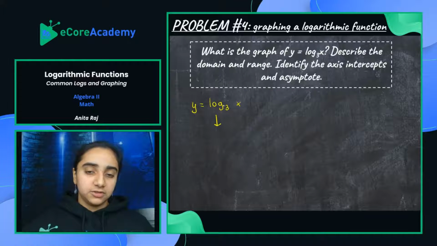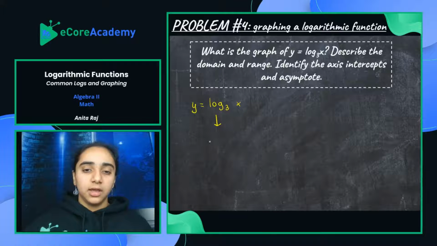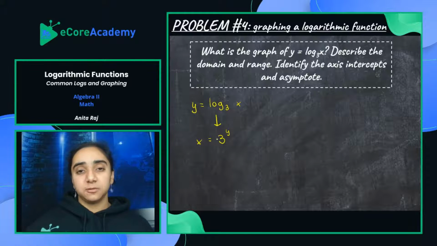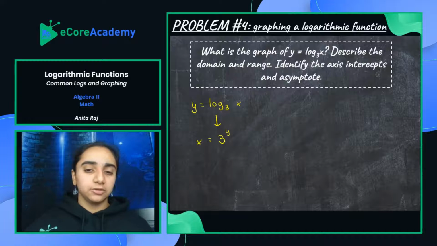Our first step is to rewrite this as an exponential function. That way, it's easier for us to plug in values and make an xy table so that we can actually graph coordinates on the coordinate plane. If you rewrite this as an exponential function, you get x equals 3 to the power of y. This is like a regular exponential function, except we swap the positions of the x and y coordinates. We would get y equals 3 to the power of x for a normal exponential function, but since this is a log function written in exponential form, you end up getting x equals 3 to the power of y.